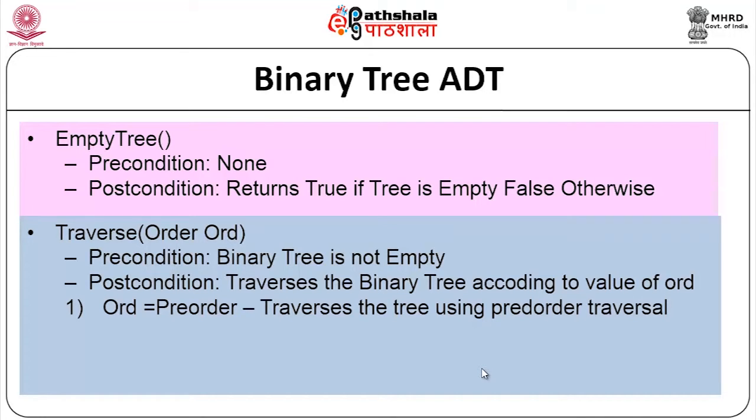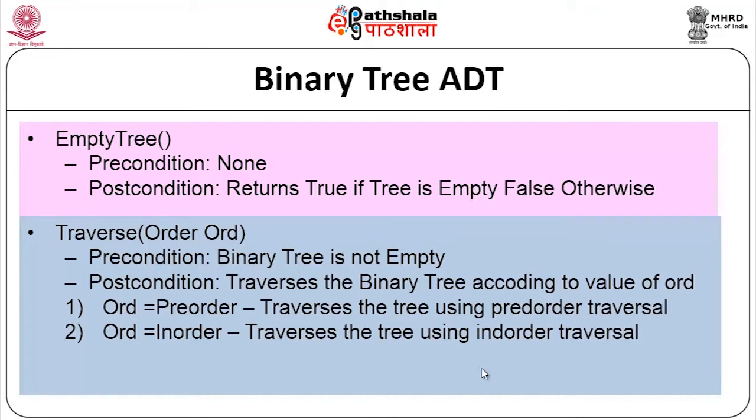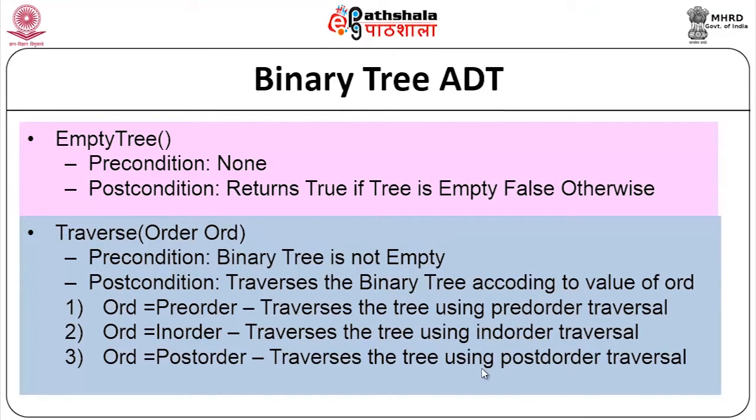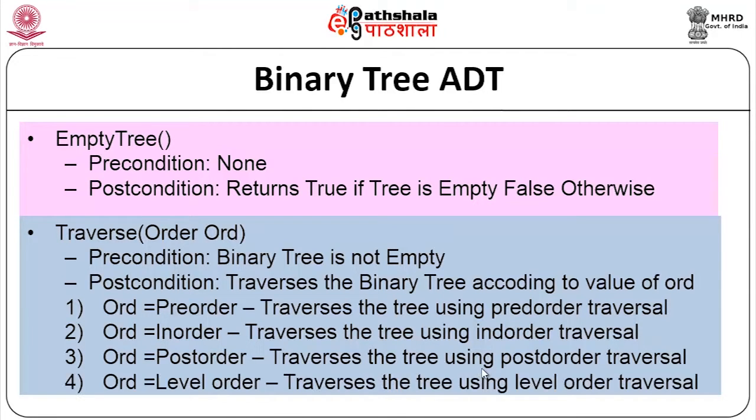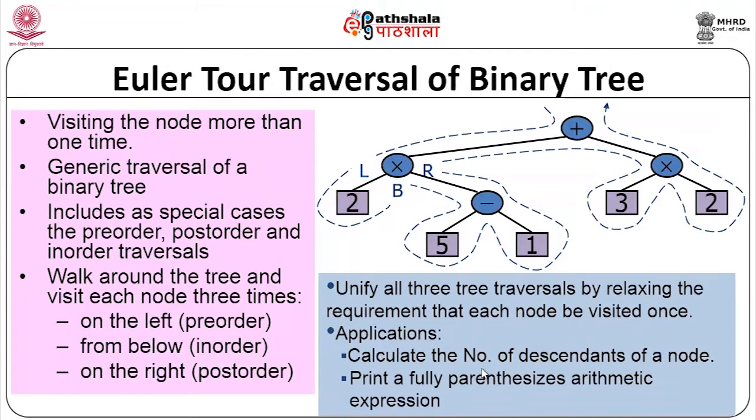So, order pre-order, it traverses the tree using pre-order, in order traverses the tree using in order, post order it traverses the tree using post order, or level order it traverses the tree in level order. So, that can be an ADT that you define, where traversal is very important.